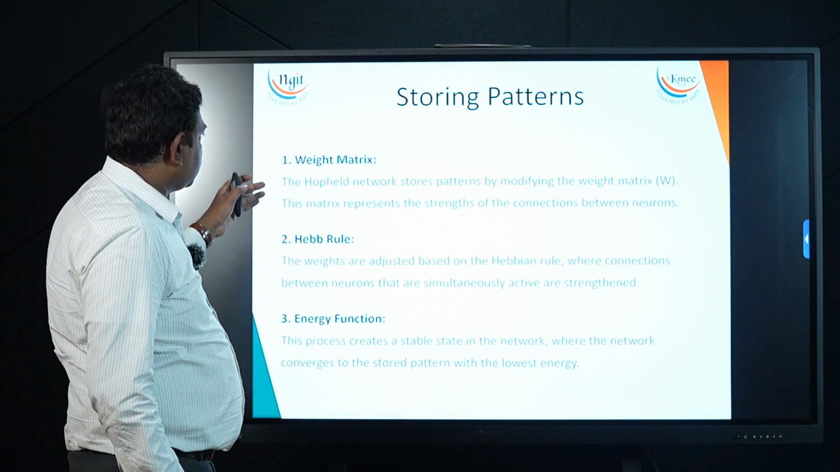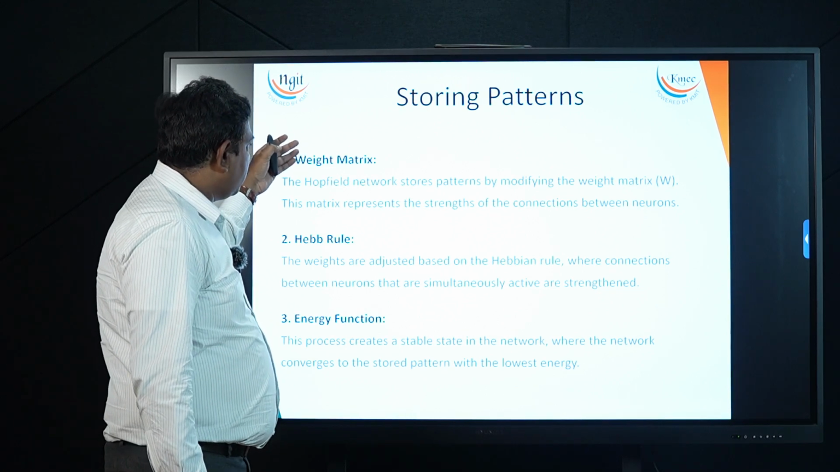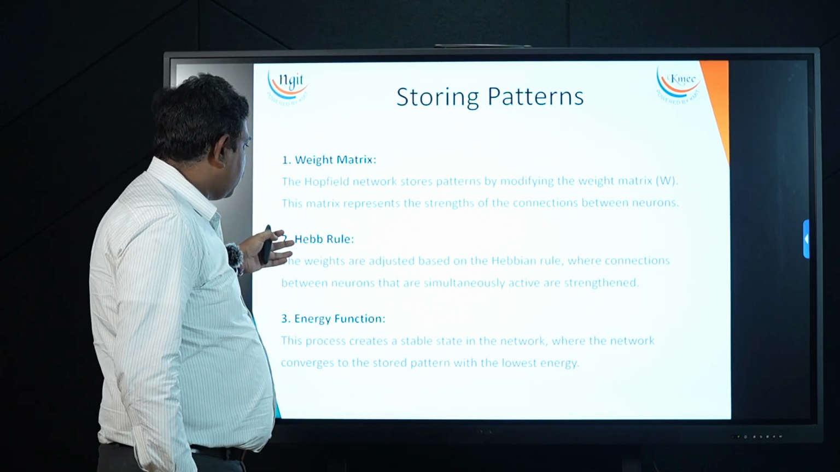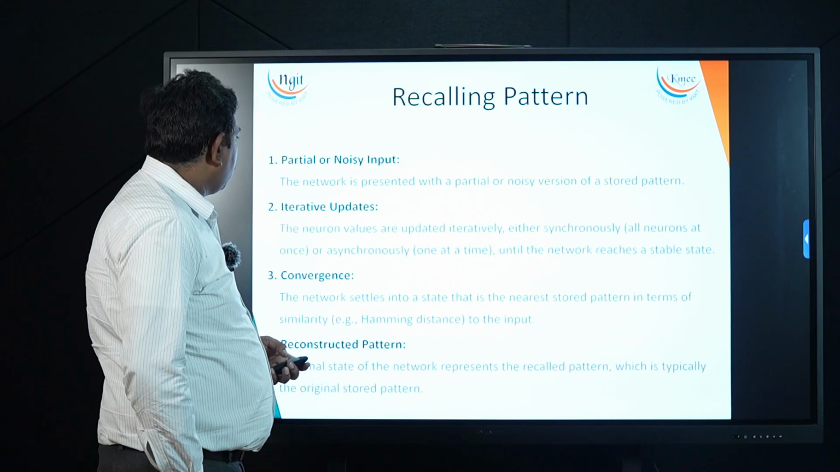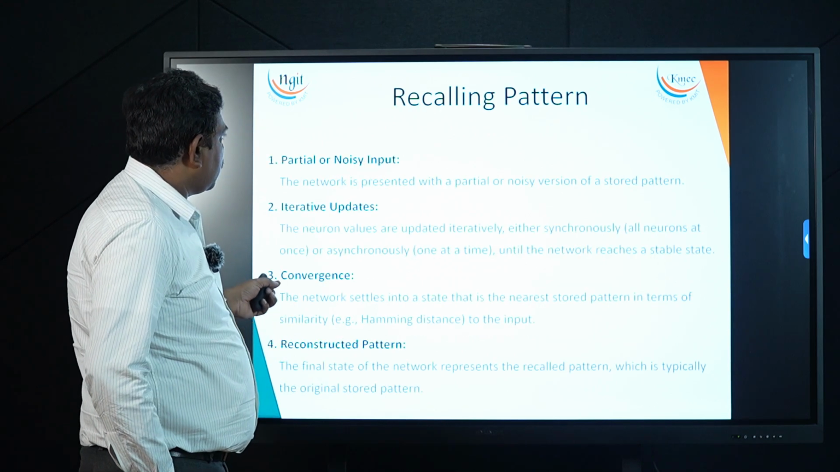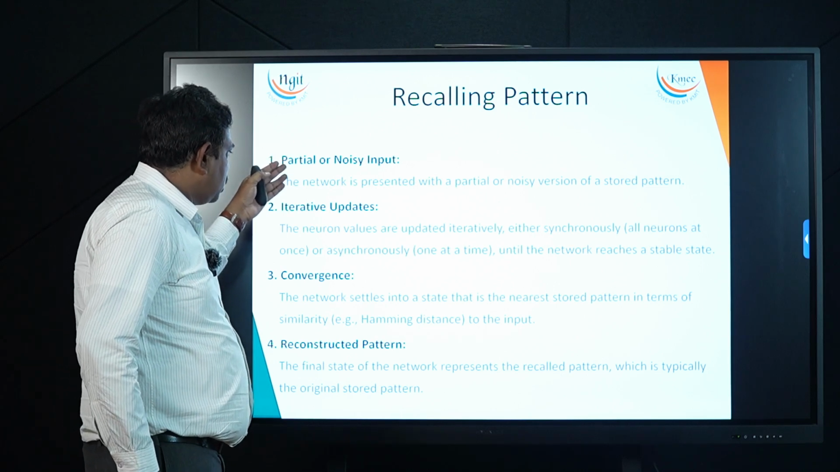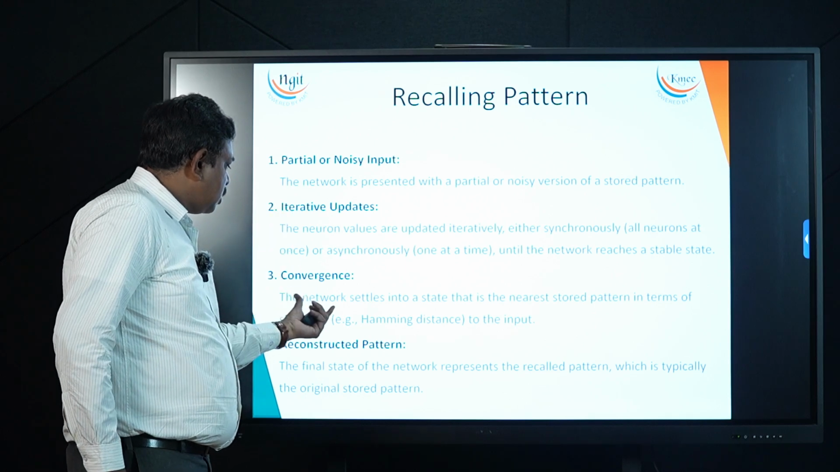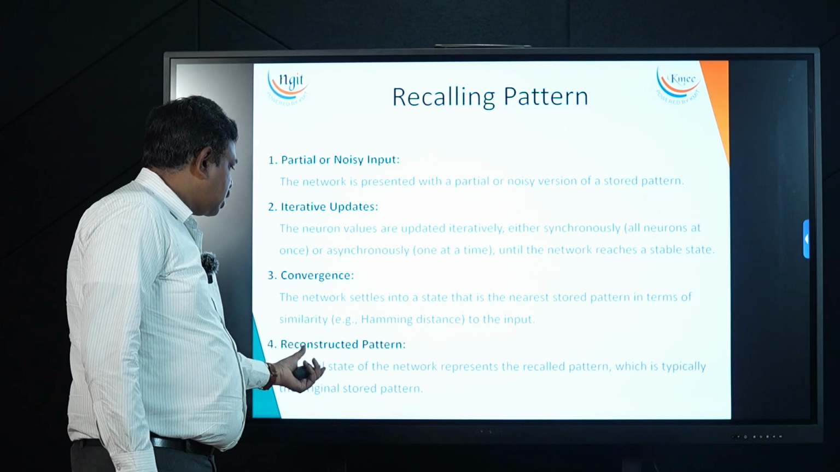So there are three steps for storing. First we have to prepare a neural network with the weights that correspond to the memories, and then we apply the Hebb rule and energy function. For recalling, we have four steps. First, we have to prepare a noisy input and we update the states. Then finally, using the energy function, we get one final stable state and reconstruct the pattern.